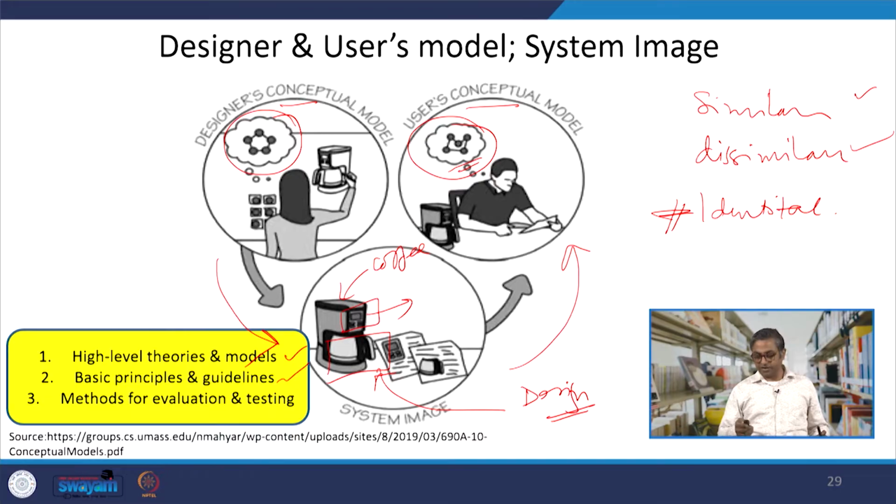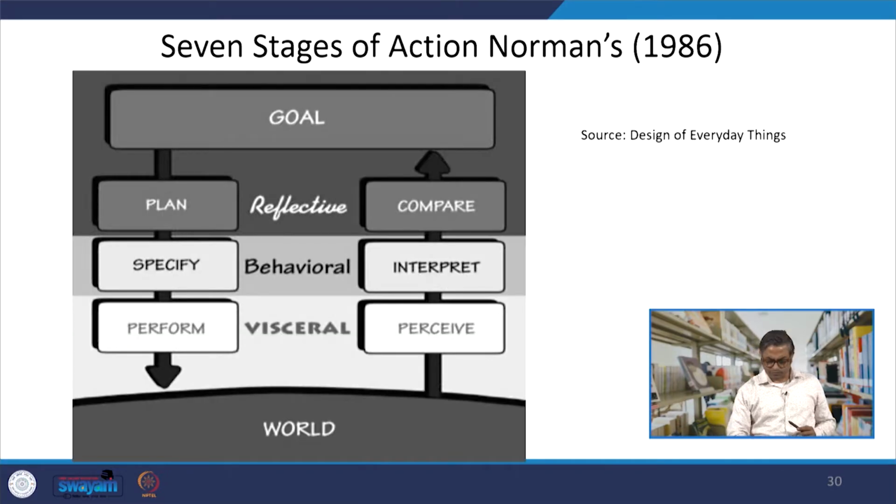should meet the criteria. Now, when we were talking about the designer model and the user model, it should be close. It is very important for us to understand the stages of action, how a user is making an action. There are 7 stages of action which were proposed by Don Norman in his book Design of Everyday Things.